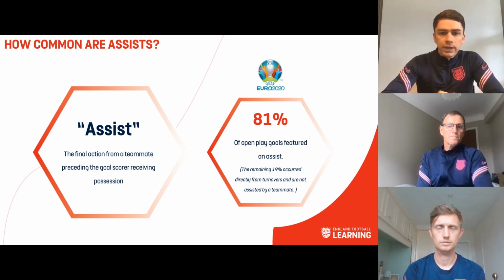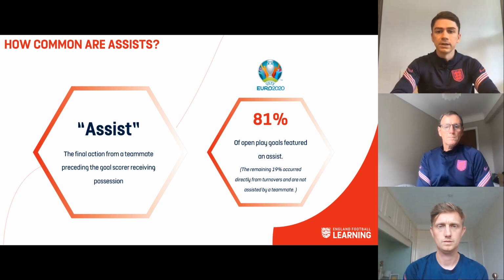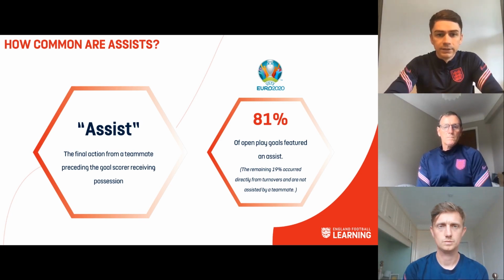So the first bit of information is super simple. It shows that 81% of all open play goals from the Senior Men's Euros 2020 were assisted by a teammate. You can read the definition of how we classed an assist there. So the message is that 8 out of every 10 goals were assisted by a teammate. And just a question to the audience, how many goals would be assisted by a teammate within your environment? What would they look like and why?